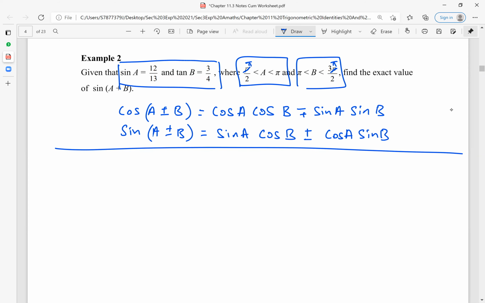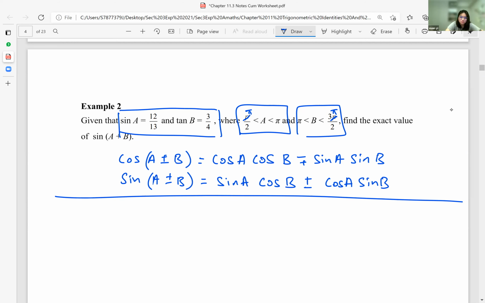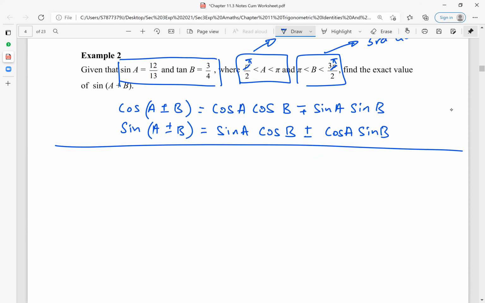So this is the second quadrant. How about this one? Angle B is in which quadrant? Third, because it's pi to, that means it's 180 to 270. So this is in the third quadrant. It's good if you can draw this out. Please draw as I draw.